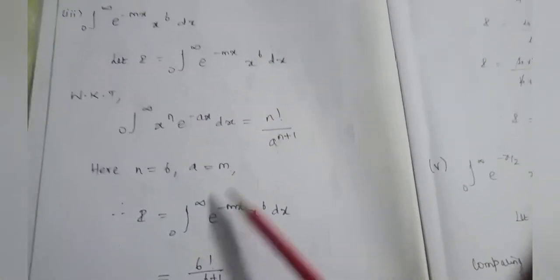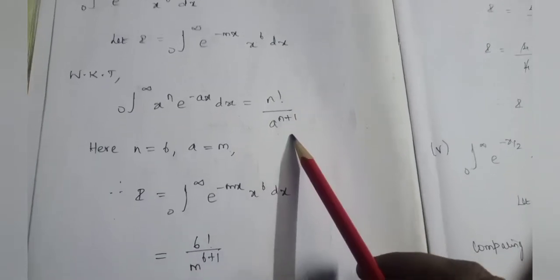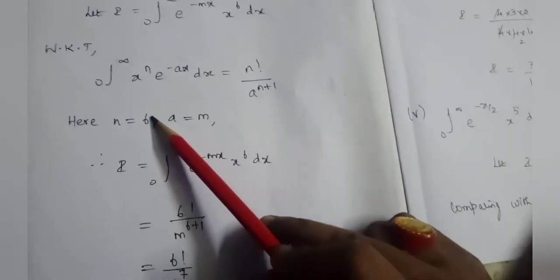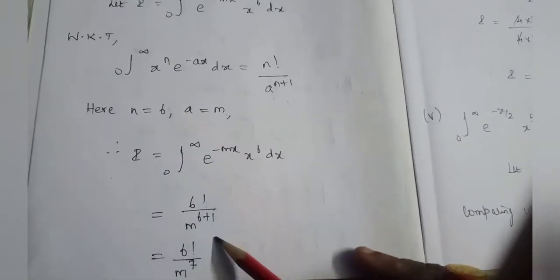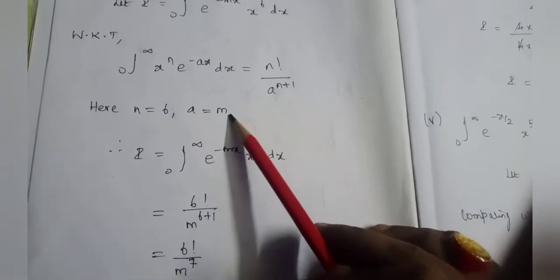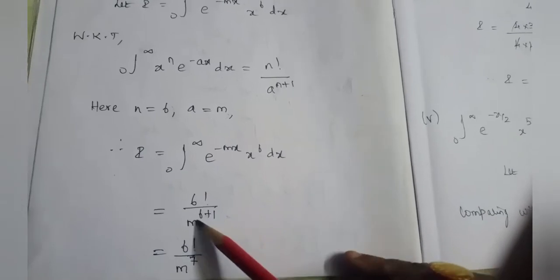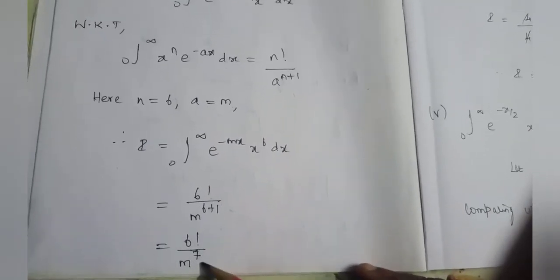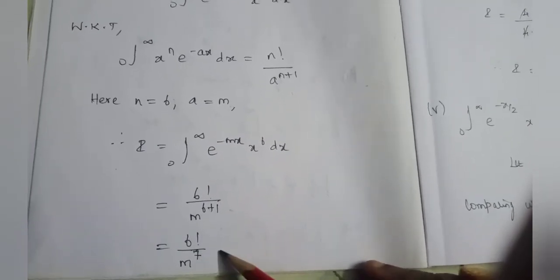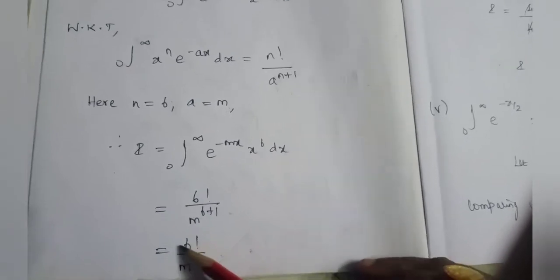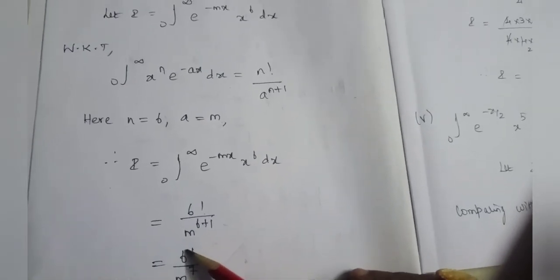Now substitute. When you are having this, the formula is n factorial divided by a power n plus 1. So here it is n factorial, this is 6 factorial. That is 6 factorial divided by a power, a is m, so m power 6 plus 1. n plus 1 is 6 plus 1. So 6 factorial divided by m power 6 plus 1 is m power 7. So this is the answer. If you want, you can expand this 6 factorial and write also.